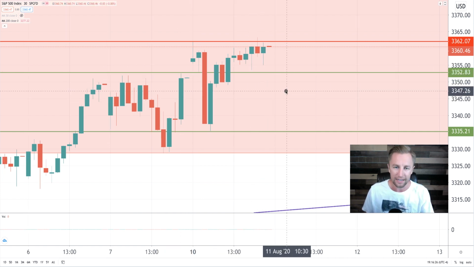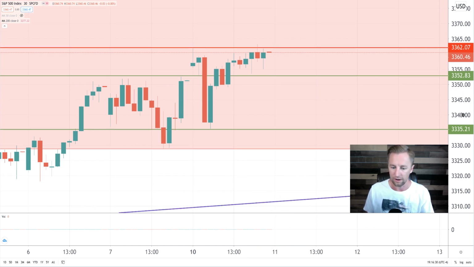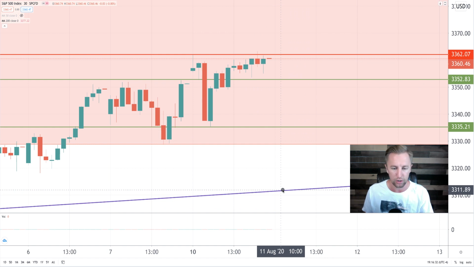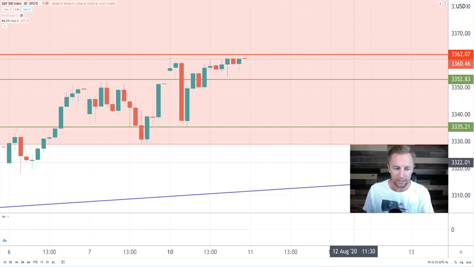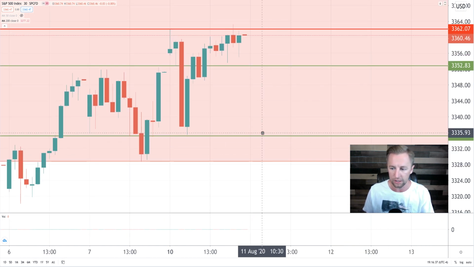Now on the daily time frame, we talked about 3,200. I don't see the price just dropping to 3,200 right out of the gate, especially without making it through this trend line first. So the areas to pay attention to going into tomorrow are going to be this 33.35 for support, 33.52, and then we have that first level of resistance at 33.61 right here.